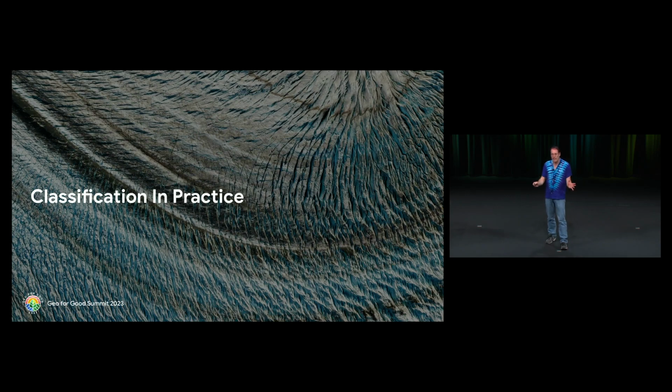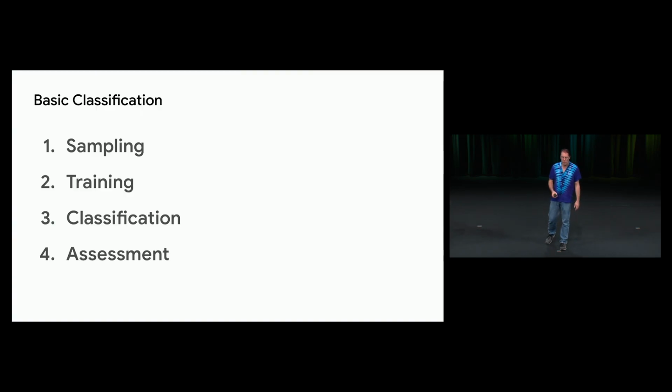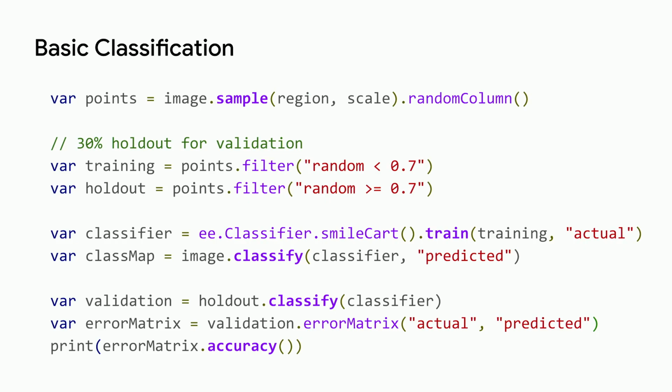But the actual practice of doing this in Earth Engine looks like this: sampling, training, classification, assessment. And doing that is a pretty simple process. If you show up with training data, you can build a basic classification with these 9 lines of code here. You can actually do it with less, but this is sort of the recommended practice, where we will sample some region, extract a bunch of training data, sort that data so that we can take some of it and use it as validation data, and we'll put the rest into training.